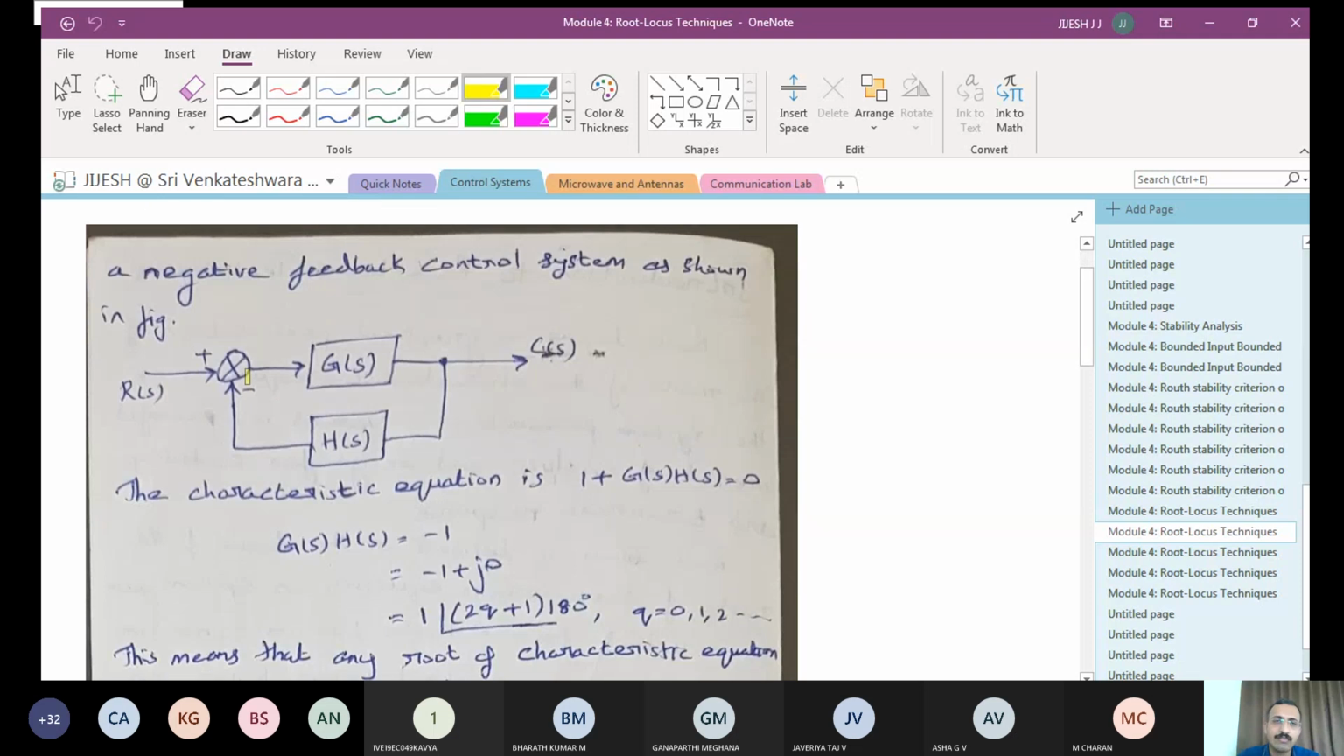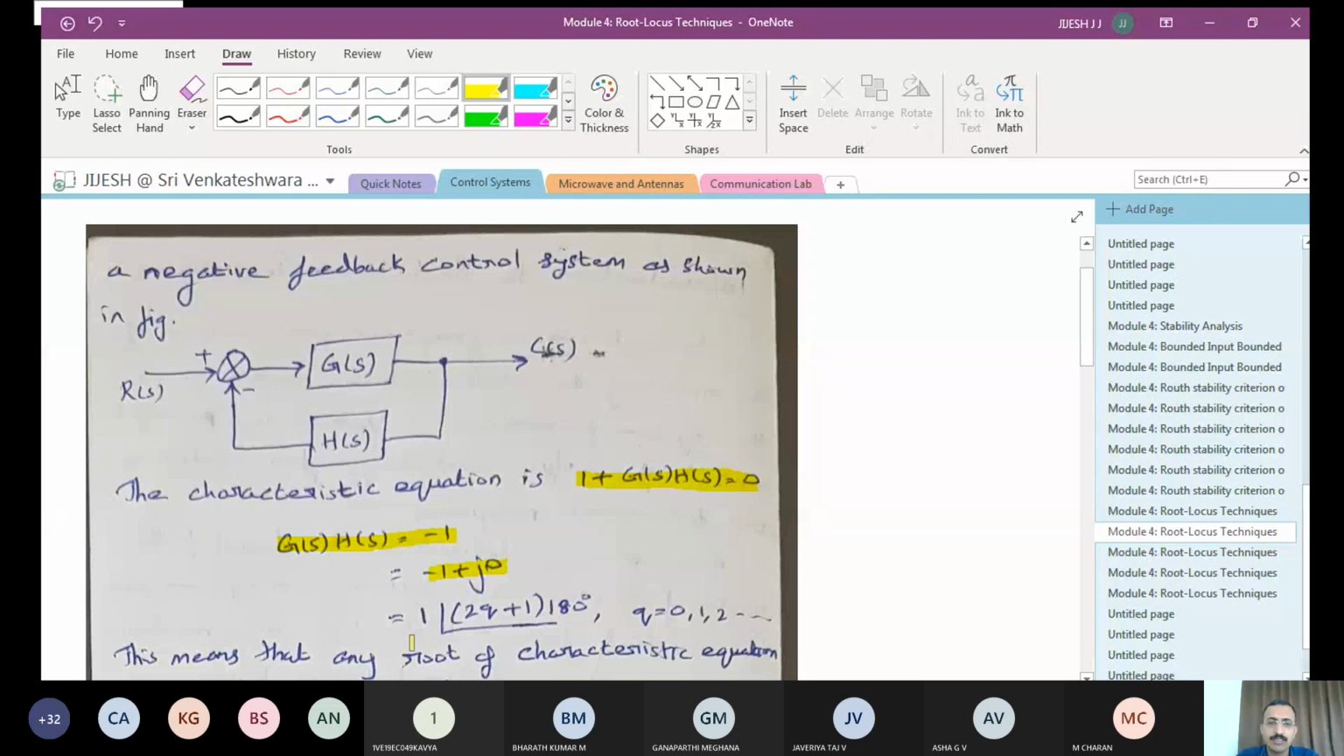So we have seen that this is a first order system where you have G of S and a negative feedback system, that is H of S. This is a very basic block diagram for a system, and the characteristic equation, as we have already studied, is 1 plus G of S H of S equal to 0. It can also be written as G of S H of S equal to minus 1, or minus 1 plus j0. It's all one and the same.